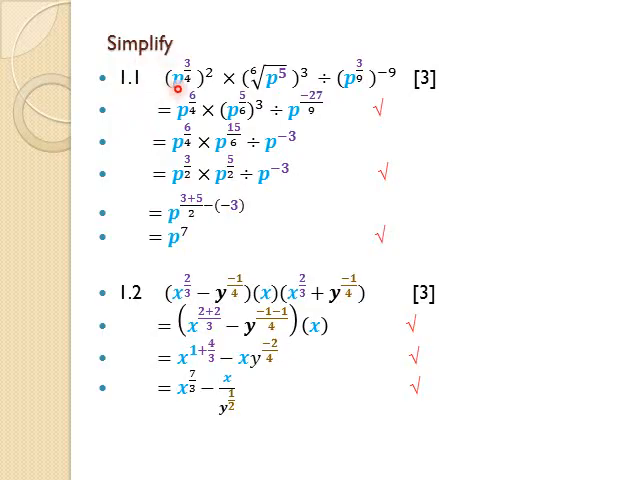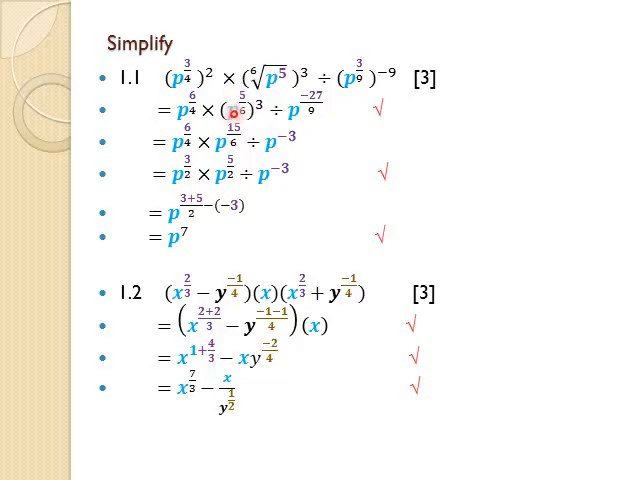They say simplify. Given me base b, 3 over 4, raised to a further exponent 2, times the 6th root of p to the power 5, raised to 3, divided by p, 3 over 9, negative 9. Alright, so 3 over 4 times 2 would give me 6 over 4. The root can be written as a rational exponent, so the exponent inside goes on top and the exponent on the outside goes at the bottom.